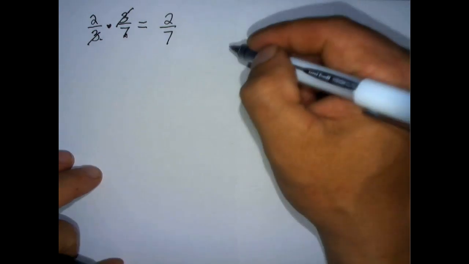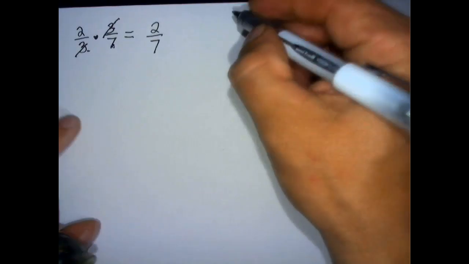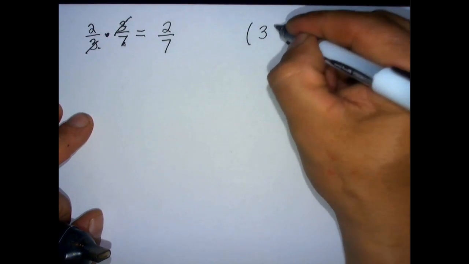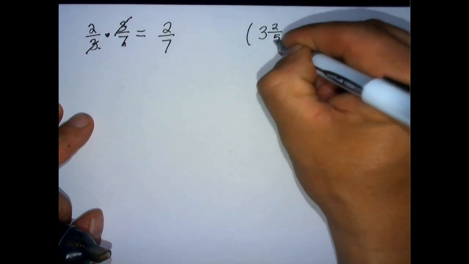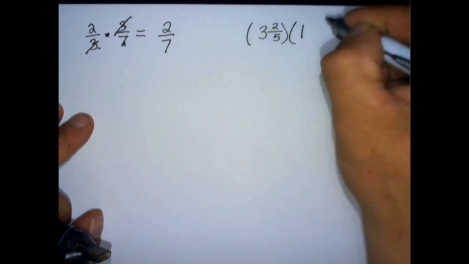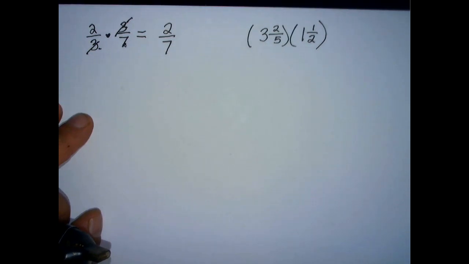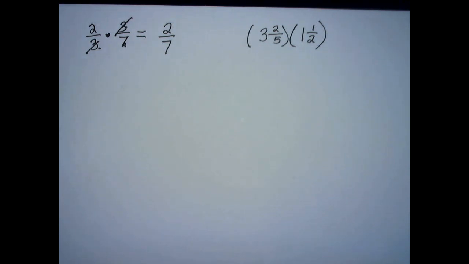Okay, now to do the dreaded hard one. Oh no, not the dreaded hard one. 3 2/5 times 1 1/2. Okay, this is the downside of mixed numbers. You can't multiply fractions in mixed number form. You have to convert them to improper fractions. Have to.